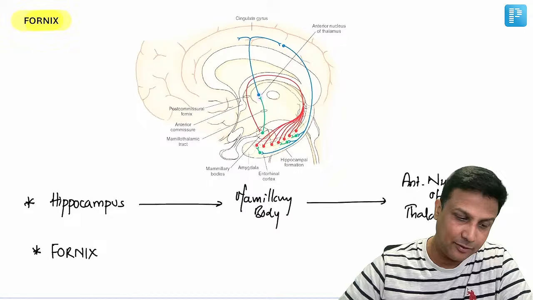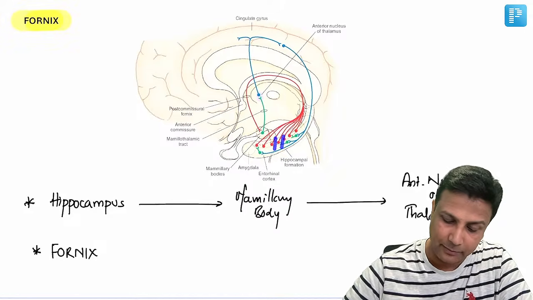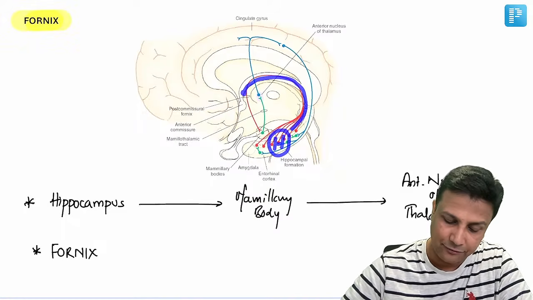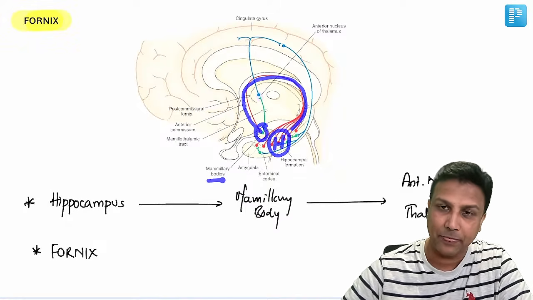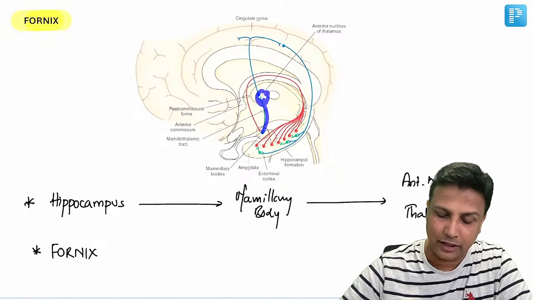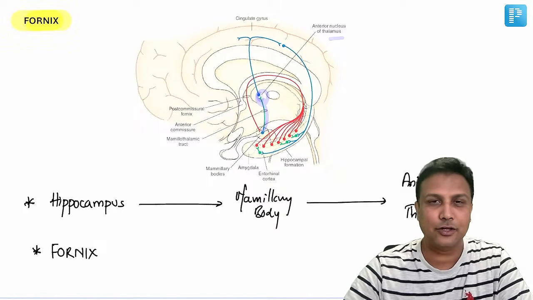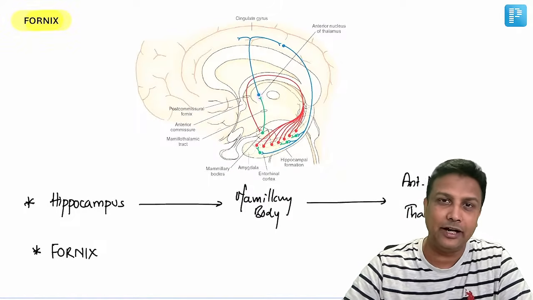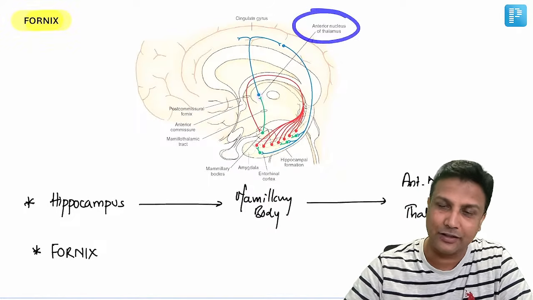First of all, in this diagram, you're able to appreciate that there will be the hippocampus here. And from the hippocampus, follow this red colored line here. It is the fornix, and that will be going and joining with the mammillary body. Now from the mammillary body, there will be the mammillothalamic tract, and that will be joining, of course, with the thalamus. And the question asked in the exam was with which nucleus of thalamus? And remember, it will be the anterior nucleus of the thalamus.